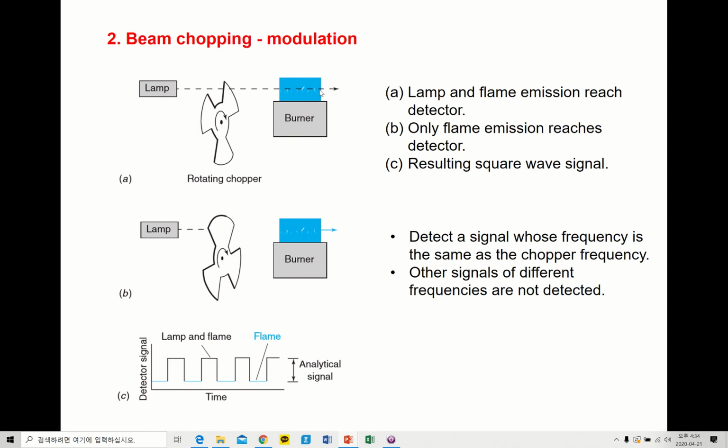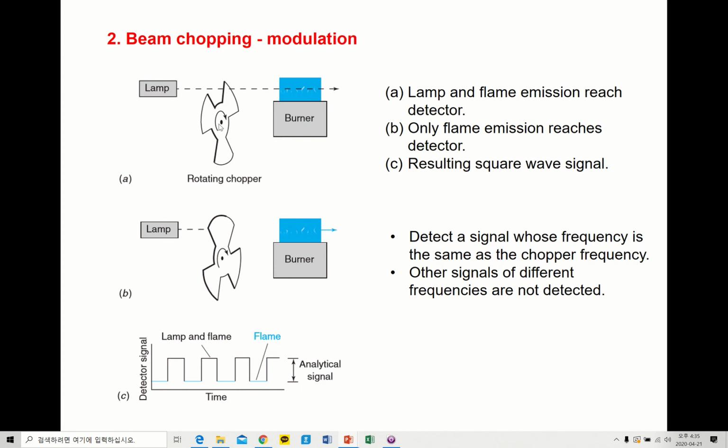Okay, the flame itself generates noise, right? The detector signal contains noise also. So there should be a way of removing that noise. One way is to use this beam chopper.